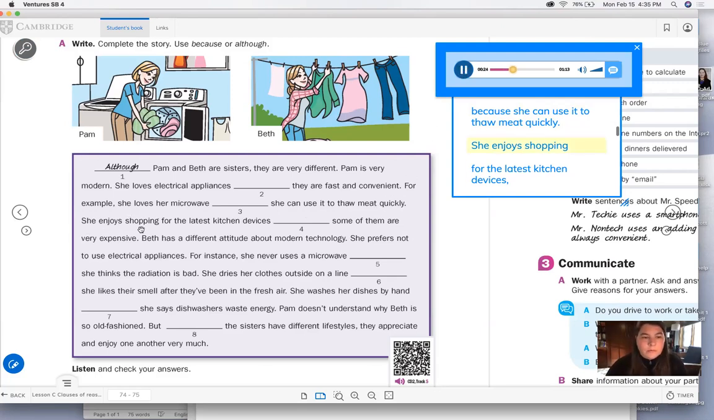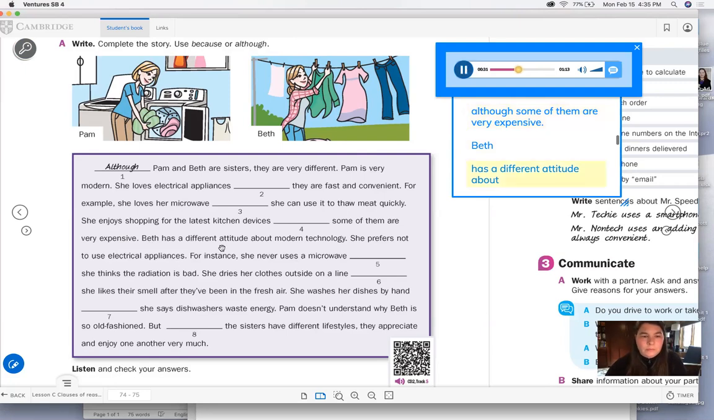Okay, number 4. She enjoys shopping for the latest kitchen devices, although some of them are very expensive. Very expensive is a negative idea. She enjoys shopping is a positive idea. So she enjoys shopping, although some are very expensive. That's a contrast. Make sure you have although.